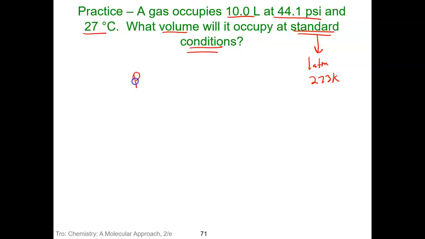So let's look at what we've got here. PV equals nRT is kind of like your go-to for all things gases. So we've got a volume, we've got a pressure, and we have a temperature. Oh, look at this. We have volume, temperature, and pressure, and now it wants to know another volume. So this must be a P1V1 question.